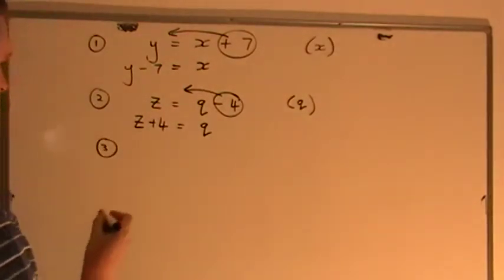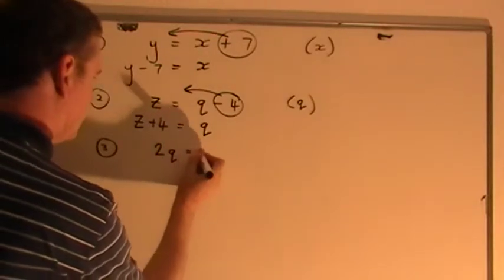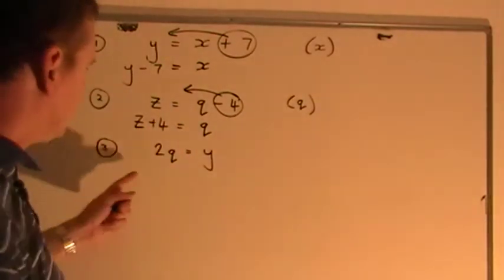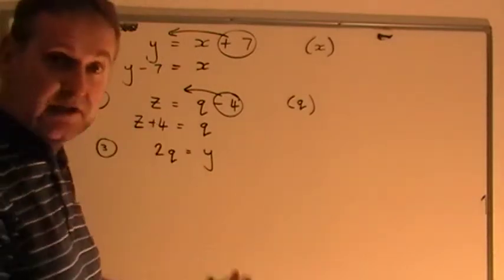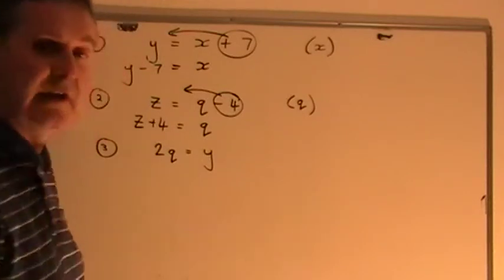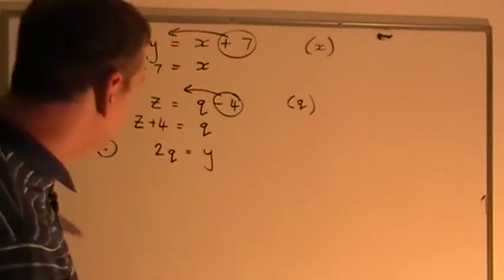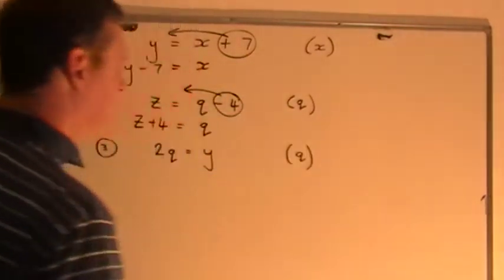Number 3. Sometimes you might have something like this. You might have 2q is equal to y. Now, as it stands at the moment, the subject is y, and the y is on the right hand side. That's fine. Doesn't matter whether it's on the left or the right. It's the subject if it's on its own. Now, at the moment y is the subject. I want q to be the subject.